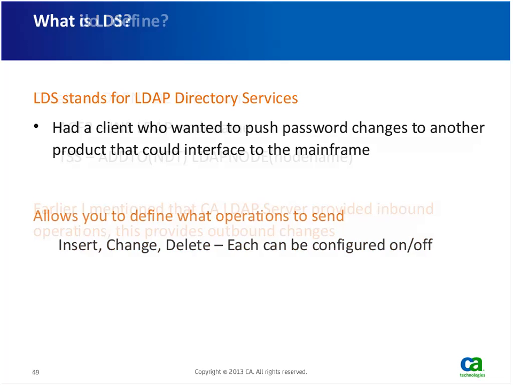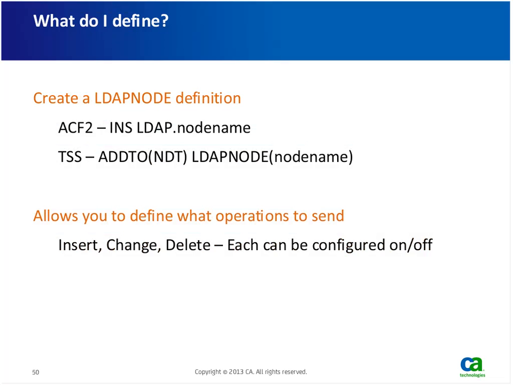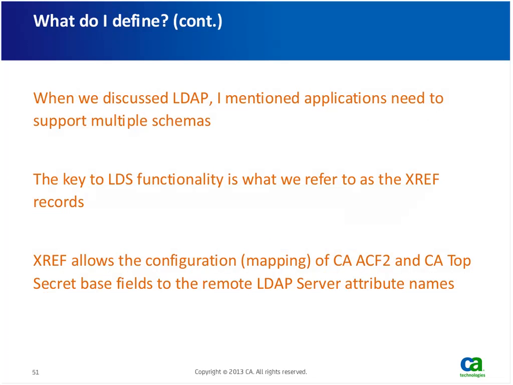The way that you do that inside ACF2 is through an LDAP node definition, and in Top Secret, same thing, a node definition in the NDT. With that, you have complete control of which commands are sent outbound: insert, change, delete, or any combination thereof. As I said, with applications, you need to support multiple schemas. If you're working with ACF2 fields and attributes versus Top Secret, LDS has mapping capability, what are called XREF records. They're cross-reference, and it allows you to map ACF2 and Top Secret fields to any field name on the other side before it actually sends it to that LDAP server.